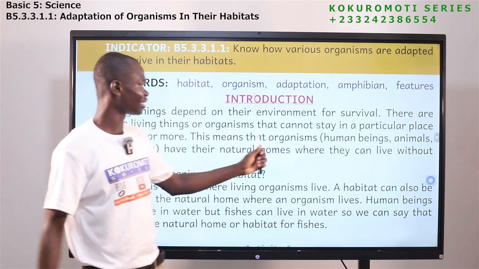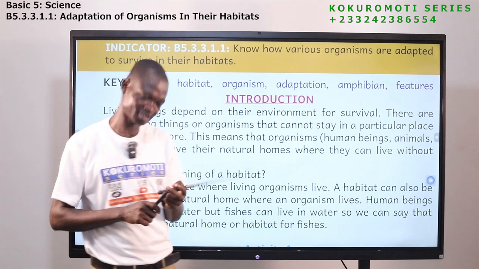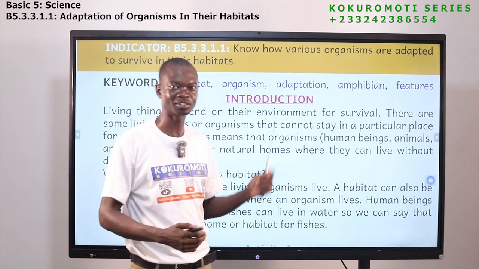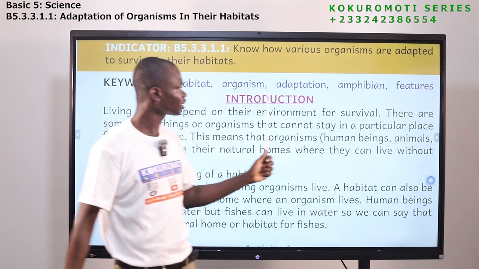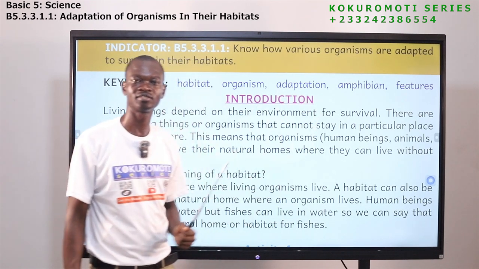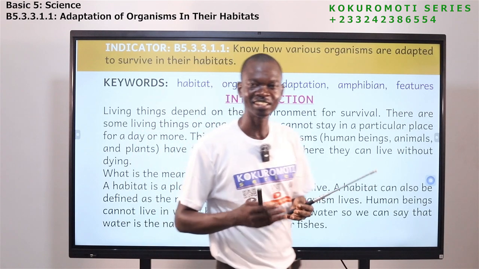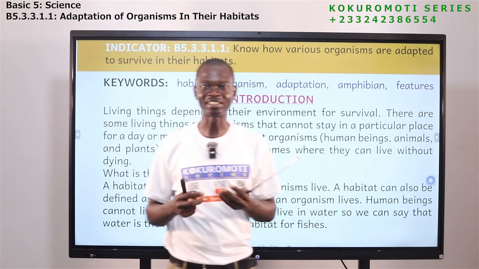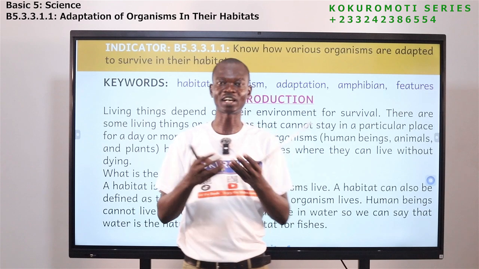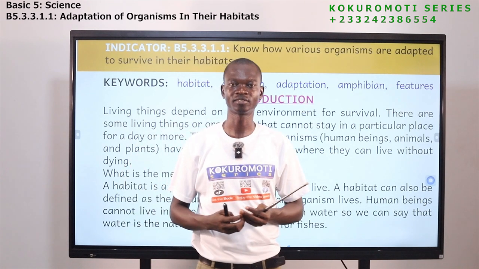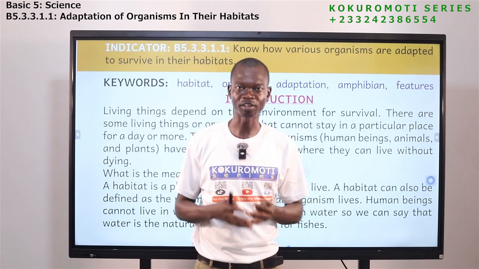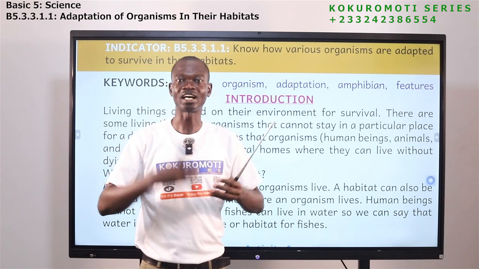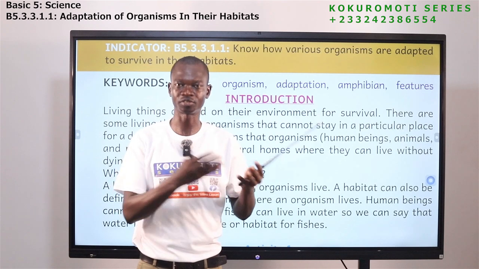The next word is organism. We are talking about human beings, animals, and plants. So you have to understand that organisms are things that have life. The next word is adaptation. Organisms need to adapt to the environment. So what's the meaning of adaptation? It's all about the special traits of an organism that help it to survive in a habitat, in an environment. So fish are able to live in water because of their physical and behavioral traits.